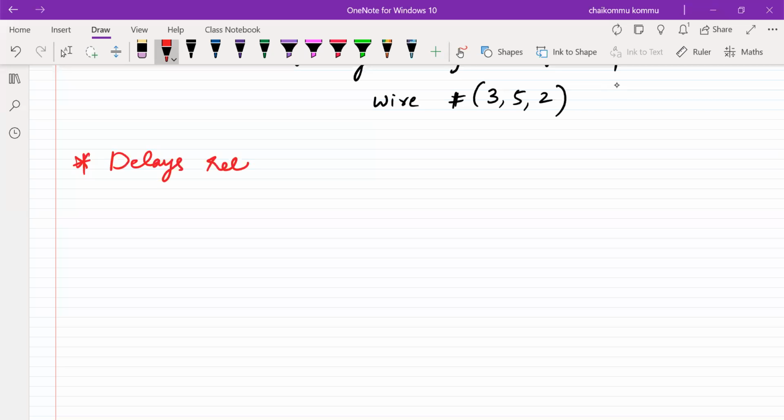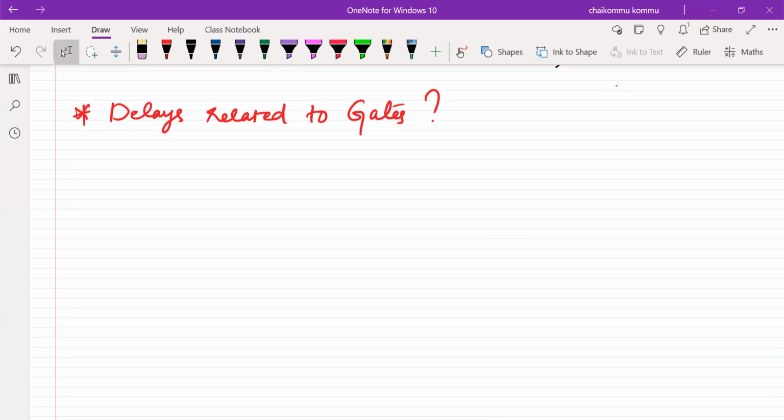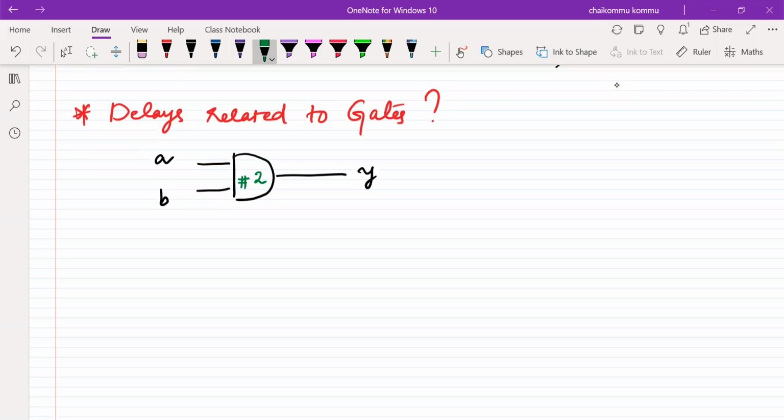gates. Fine. So let us talk about the delays related to the nets. A similar concept is applicable for the gates as well. But with the help of diagrams, we can understand. For example, we take one AND gate. Suppose this is A, this is B, this is Y. Now it takes a delay of 2 timing units.